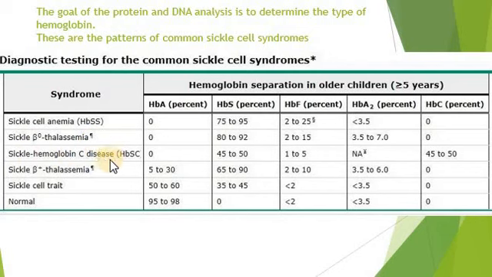it may be sickle cell hemoglobin C disease, it may be sickle cell beta thalassemia, or it may only be the sickle cell trait or normal. Depending upon the percentages available in our patient profile, we can determine the exact type of hemoglobin in the blood cells.